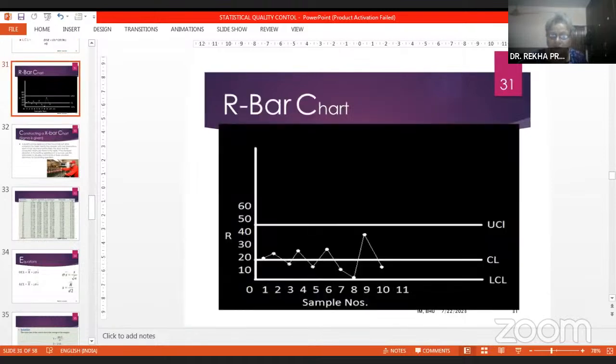If you draw, this is also under control. Range is under control. Nothing is going beyond that.